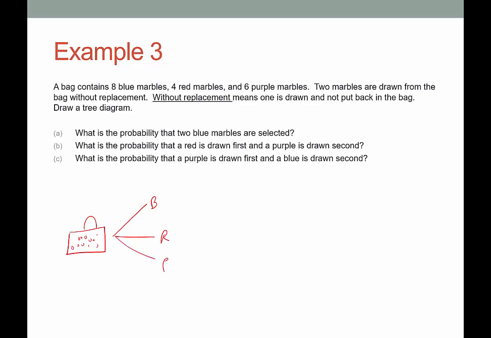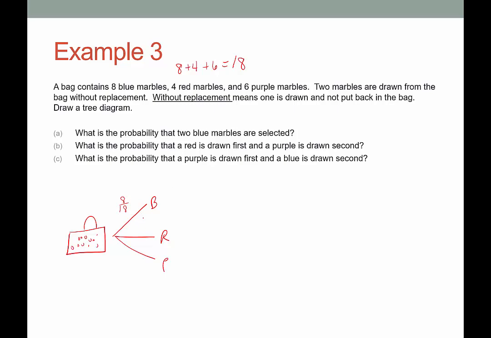Now what we want to do before we move on to the next set of branches, we want to put the probabilities of each one. Now the probabilities are not 1/3, 1/3, 1/3 because there's different numbers of colored marbles in the bag. So how many marbles are in the bag? Well, that would be 8 plus 4 plus 6. So there's 18 marbles in the bag. The number of blue is 8, so the probability of selecting a blue marble would be 8 out of 18. And we can simplify this or not. It doesn't matter. It's up to you, or you should ask your instructor.